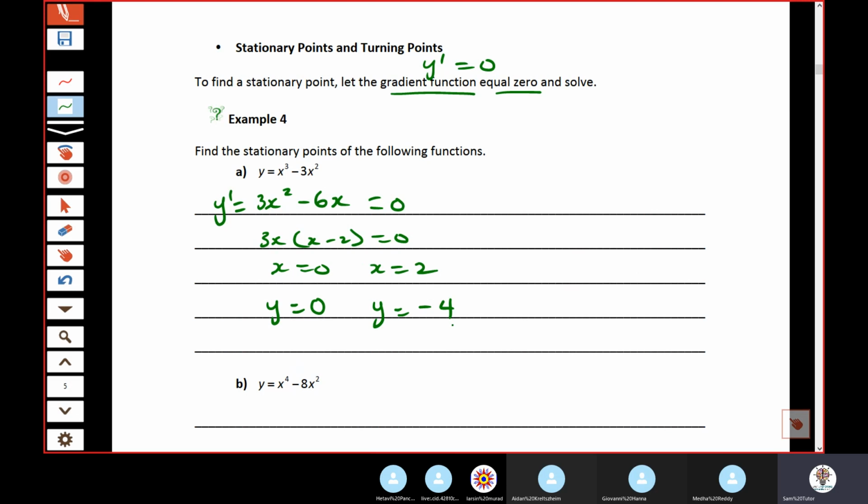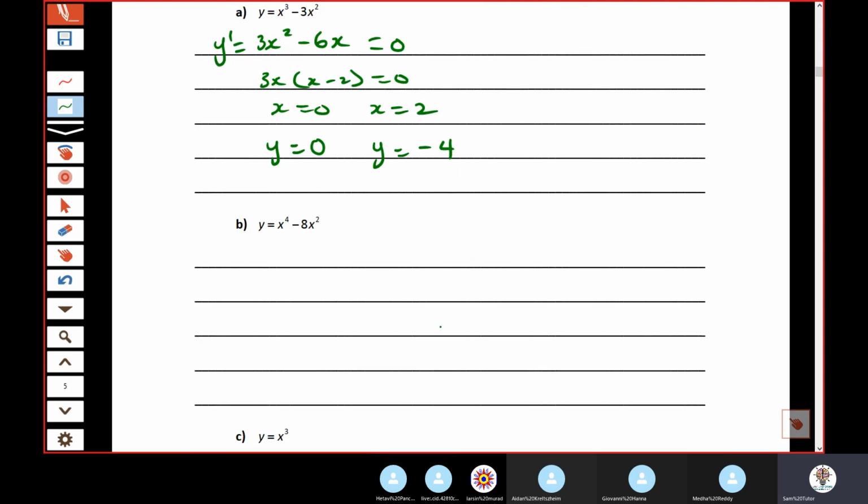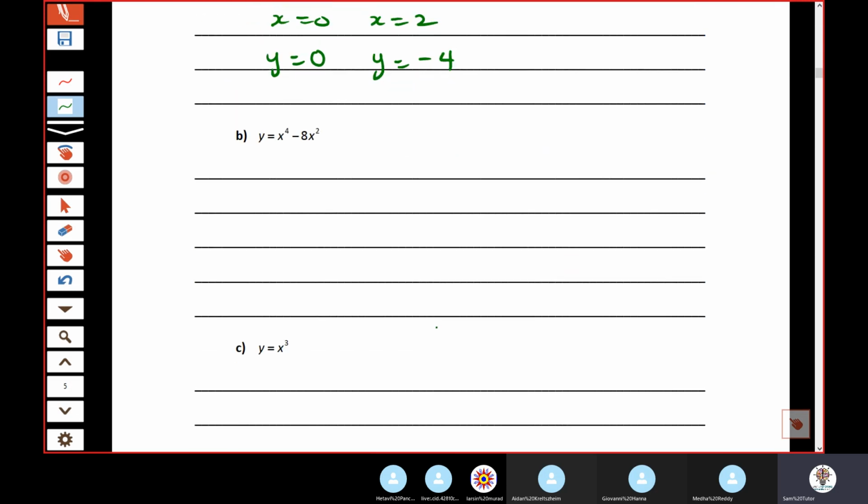It's a point. That's what I'm trying to say. So when you do y dash equals 0, that only allows you to find x. You need to be able to find y as well. But that's easy, just sub back in. Done. You guys want to try B and maybe even C? Y dash equals 0.